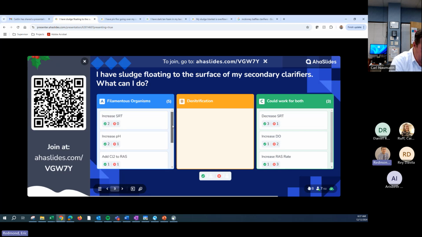where we're at for I have sludge floating to the surface of my secondary clarifiers. What can I do? So if I have filamentous organisms, one of the answers here is increase SRT. Does anybody want to talk about why increasing SRT? And the other thing I'm going to flip over to, notice over here, could work for both is decreasing SRT. So talk about SRT and filaments. Anybody want to take a shot?